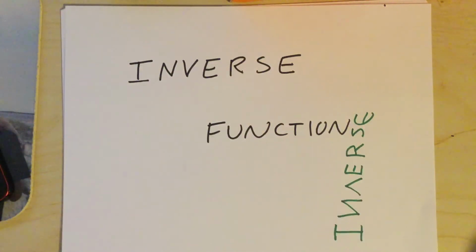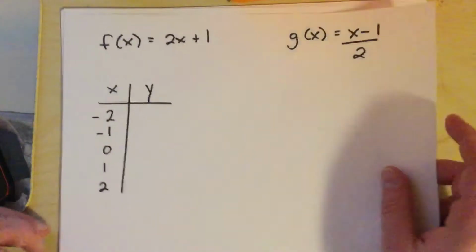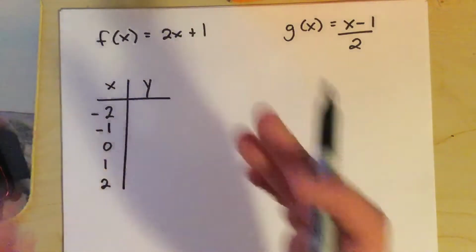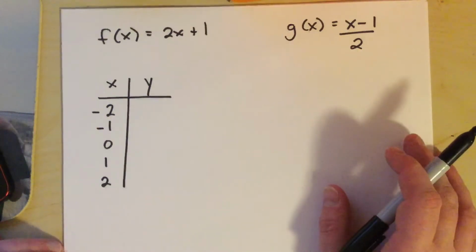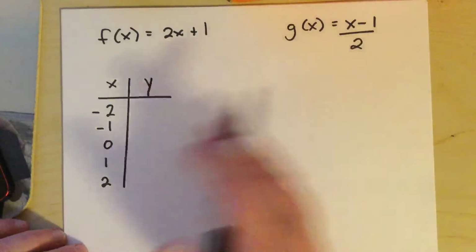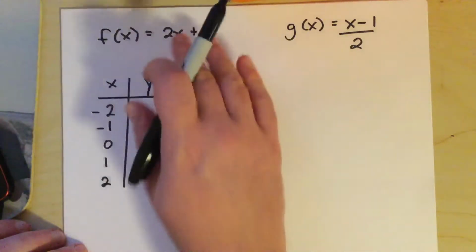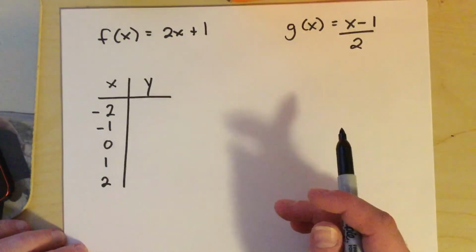Okay, we're going to talk about inverse functions. So something called inverse functions. So we're going to start off with the function f of x equals 2x plus 1. And we're just going to fill out a table of values for it. So we're going to have assigned these values of x, and we're going to plug it in and figure out what the values of y are.